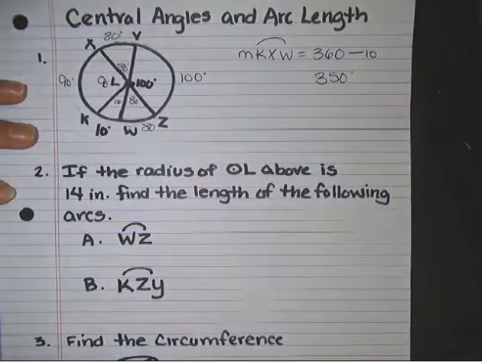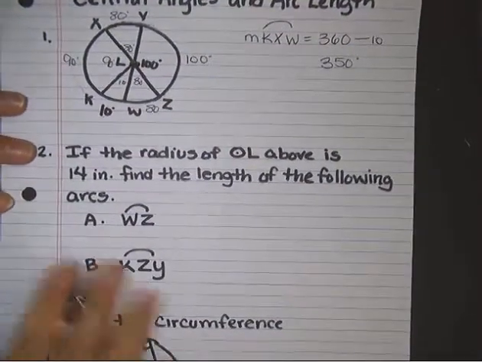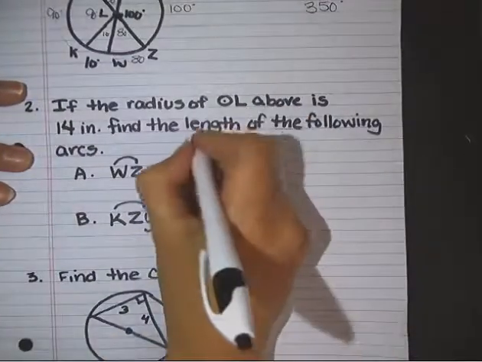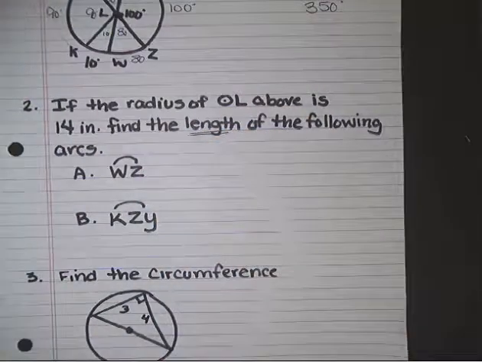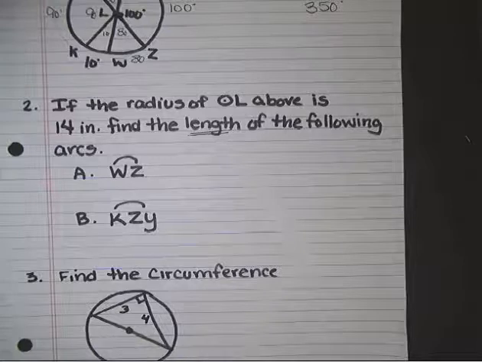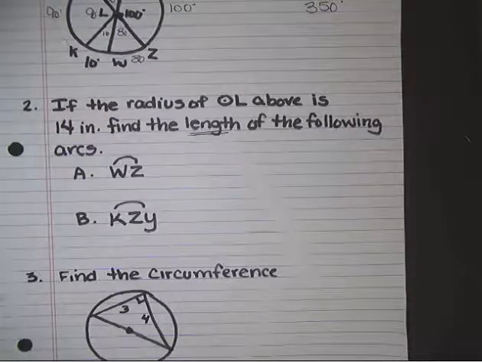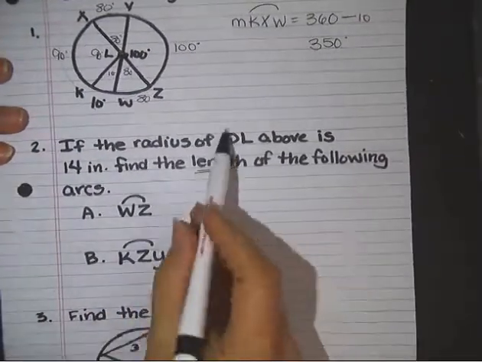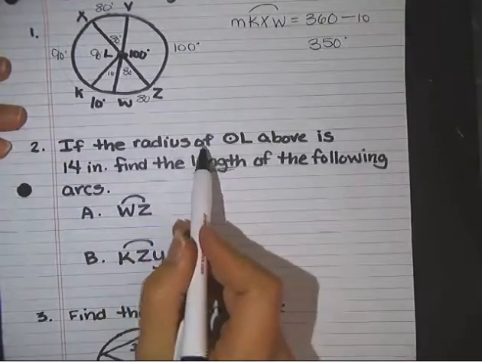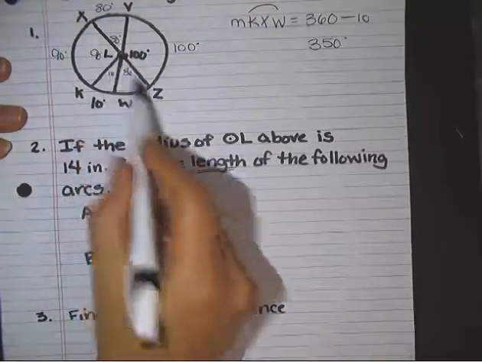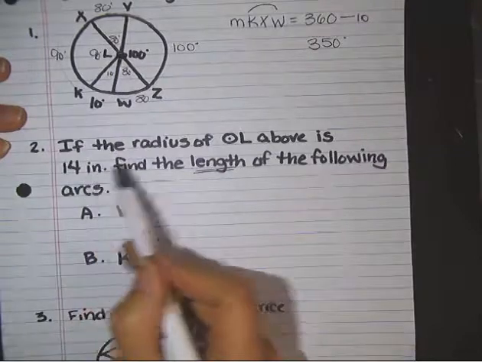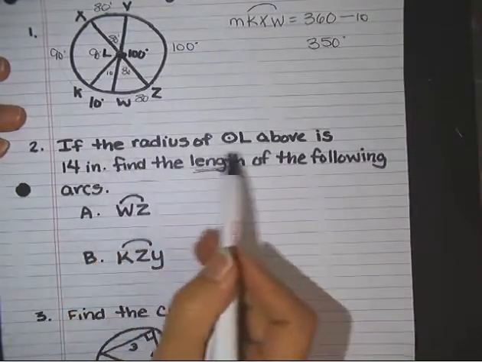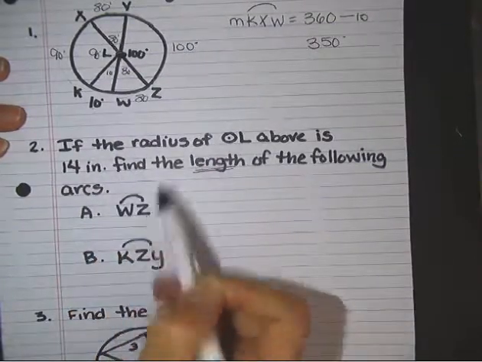Okay, now be careful if it says find the length of an arc. Arc length is different than arc measure. Arc measure is degrees. Arc length is how long that arc is in inches or centimeters. So they're saying in this circle, circle L, the radius is 14, and we want to find the length of WZ, which was 80 degrees in measure.